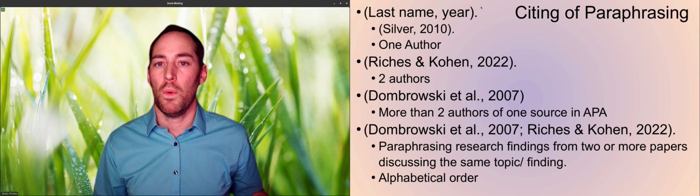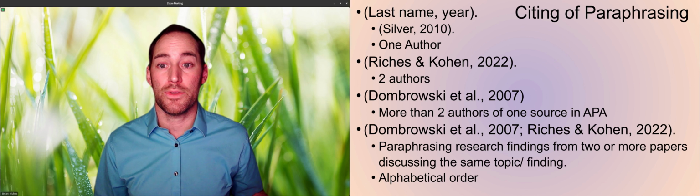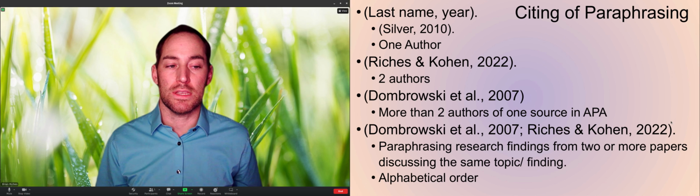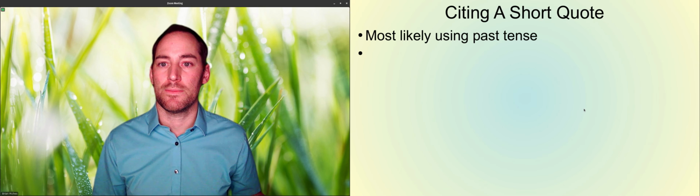So again, one author, so a single author, single paper, 2 authors, 1 paper, more than 2 authors, 1 paper. This is how you cite it in text. And then when you are citing more than 1 paper, you do it this way for any given sentence.